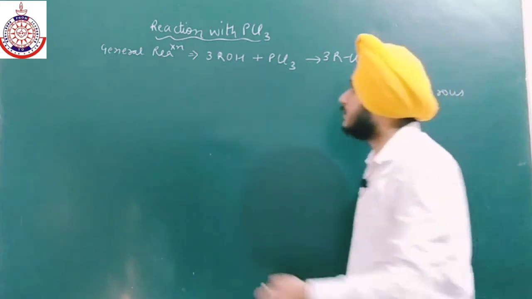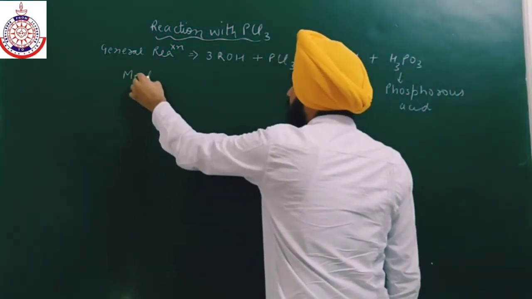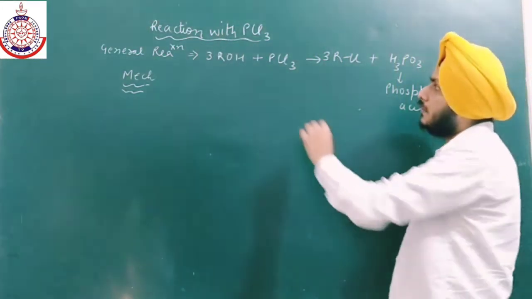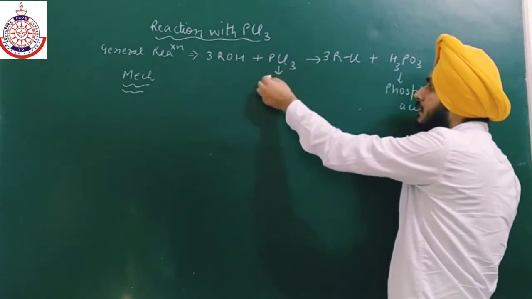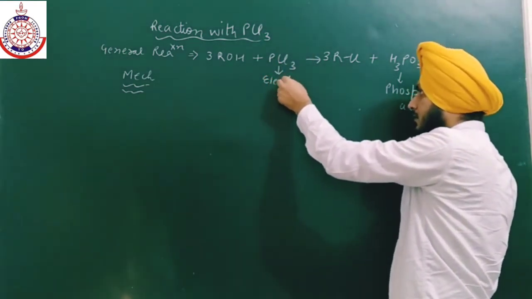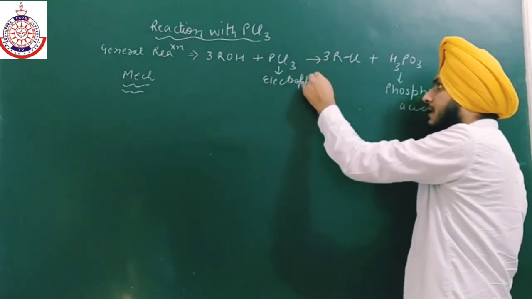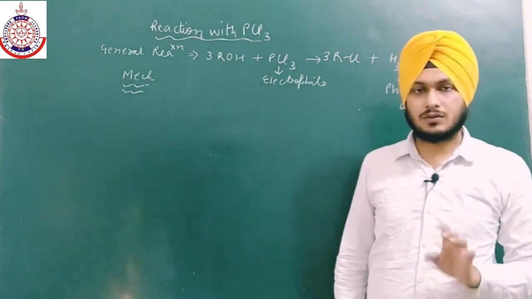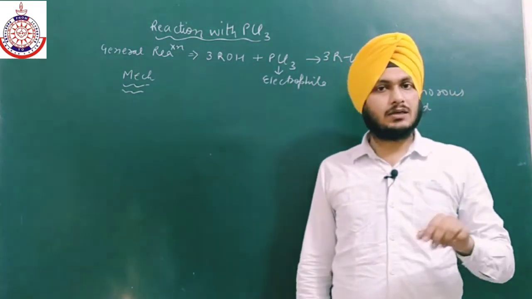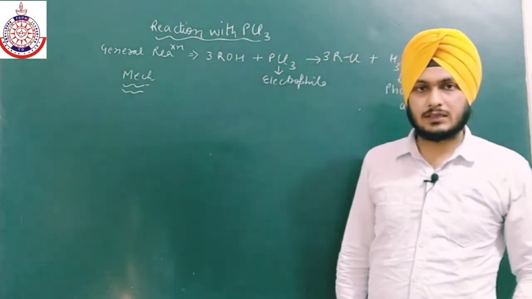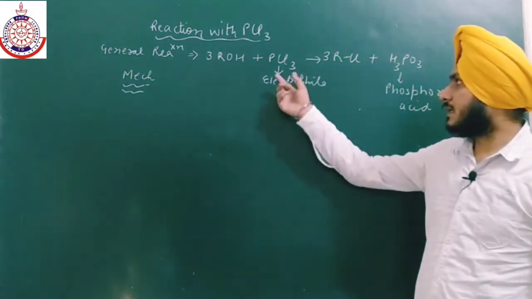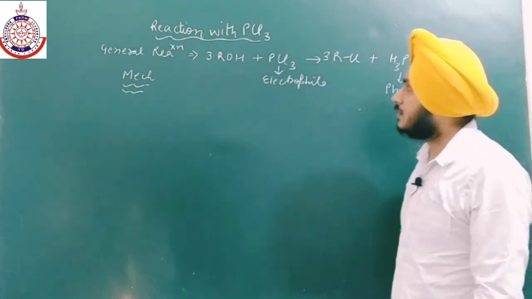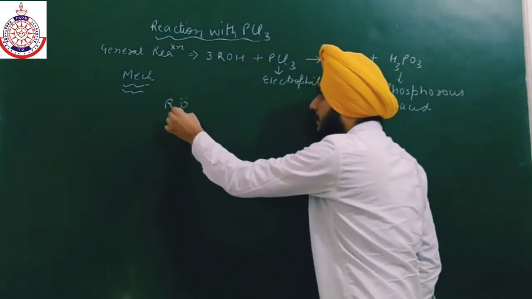And now what is the mechanism of this particular reaction? The first step is the same in all the reactions: the attack of the nucleophile, and we all know that PCl3 is an electrophile. We have already discussed electrophiles and nucleophiles in the previous video. Those who have not watched that video, I have attached a link somewhere over here, so go and watch that video also. Why is it an electrophile? Because there are vacant d orbitals present in phosphorus. So the first step is the attack of the nucleophile.